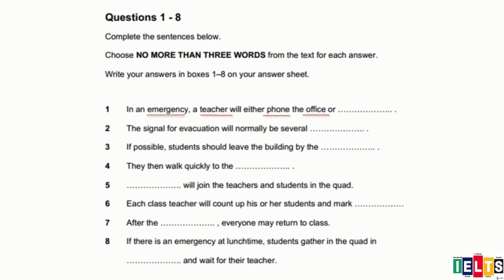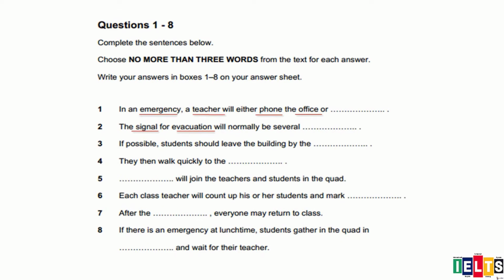For question 2, you need to complete the following sentence. The signal for evacuation will normally be several. Now that you have read the sentence, you need to underline any keywords. I would underline signal and evacuation. Remember, keywords are just to help focus your mind in searching the text to try find the answer. Again, quickly return to the text and scan for the answer.